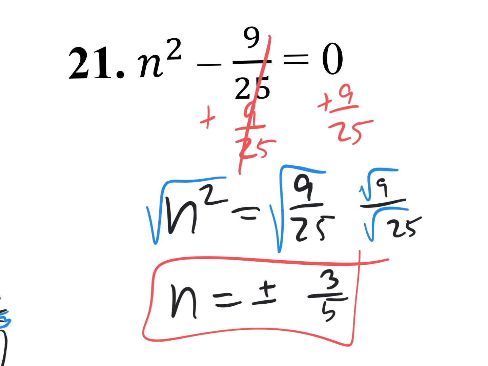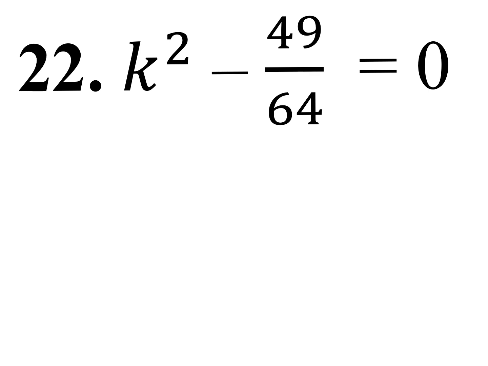But remember, you could only isolate n when there's only one type of n. Like if it were n squared plus another n, you wouldn't be able to get n by itself. So you'd have to go with the factoring method. So I am going to go with the quickest route here. I am going to get rid of the fraction, that minus 49 over 64. I'm going to go plus 49 over 64. And what I do to one side, do to the other, plus 49 over 64.